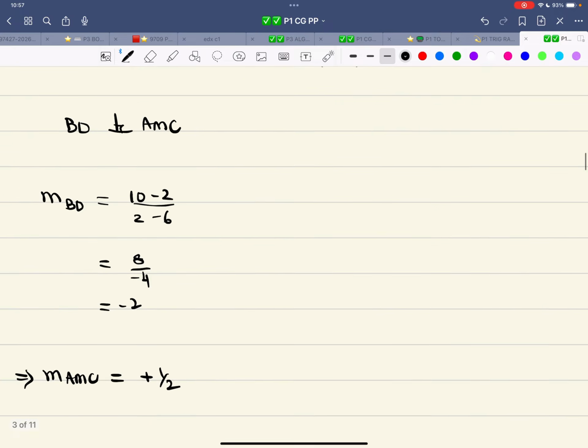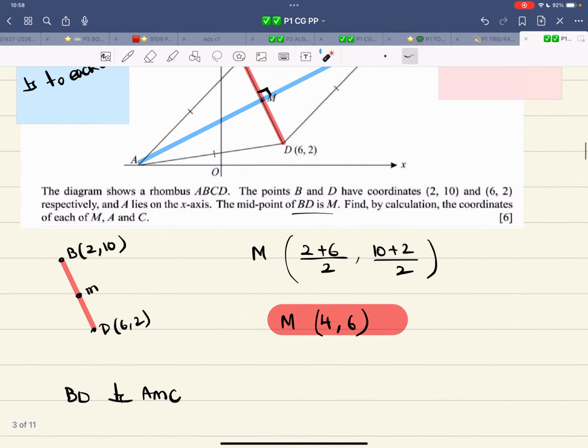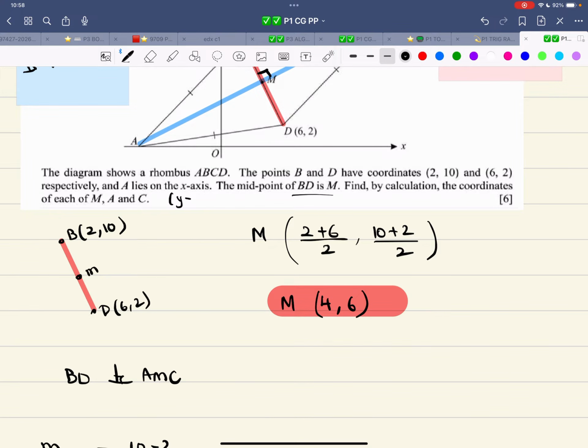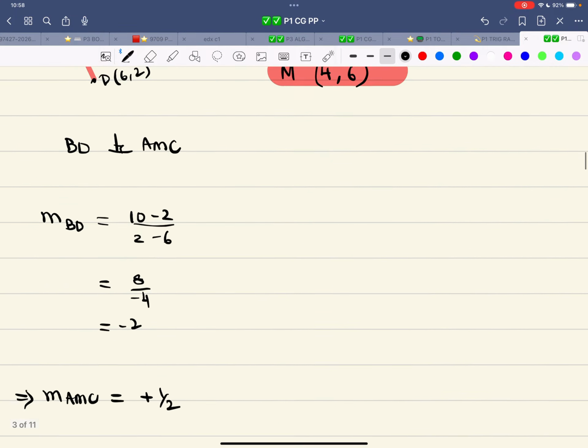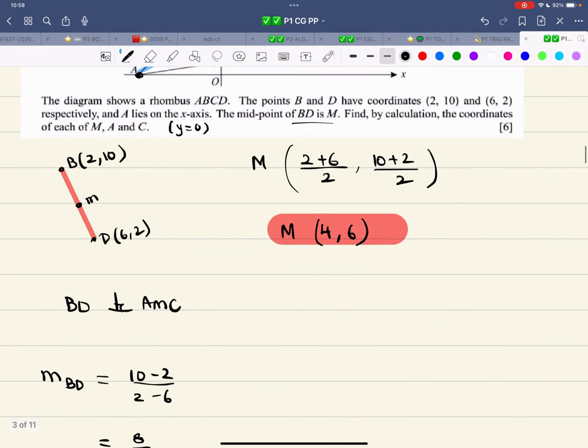Does it make sense? It should. The concept that I applied over here is based upon this: the diagonals are perpendicular to one another in a rhombus and a square. So this diagonal and this diagonal are perpendicular. We have the gradient of this one by calculation, and the negative reciprocal is the gradient of this one. A lies on the x-axis, so the y coordinate is 0. And this answer makes sense because it's on the other side of the y-axis, and yes, the answer is negative 8 comma 0. And what's the last one?